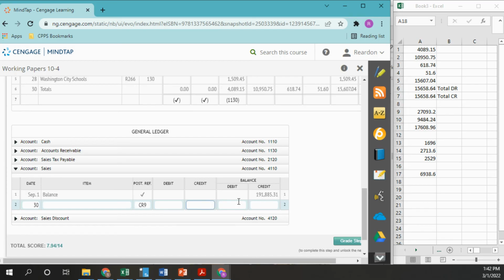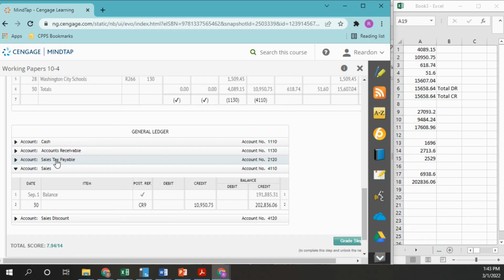Next, sales credit on the 30th, cash receipts 9. These are cash sales at the register. We rang it up as a cash sale. Previous balance was a credit. This is a revenue account, natural balance credit. We credited it, so we're adding. Previous balance was 191,885.31 plus 10,950.75. New balance 202,836.06. Okay. Back to our posting, 4110.